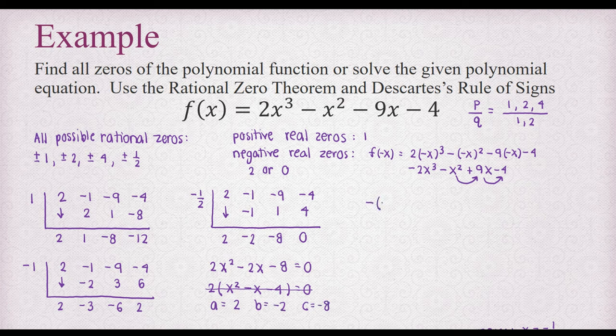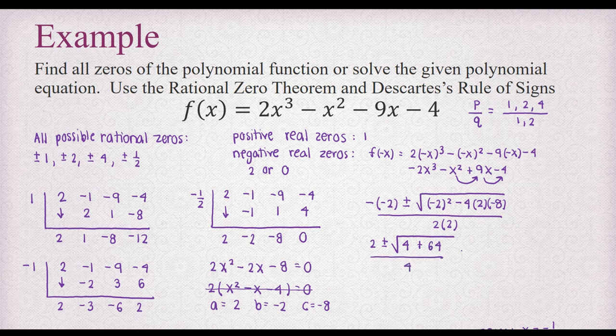So we're going to have -b plus or minus, under the square root, we will have b squared minus 4 times a times c, and that's all divided by 2 times a. So back-to-back negatives makes that first 2 positive. Square -2 will have 4. I have 2 negatives that are getting multiplied together. Essentially, 4 times 2 is 8, and 8 times 8 will have a positive 64. That's all being divided by 4.